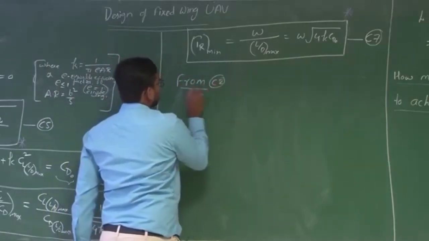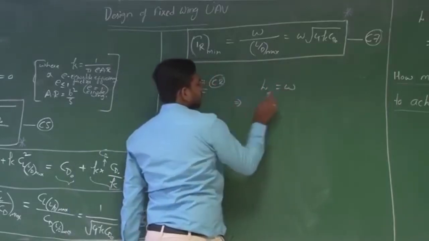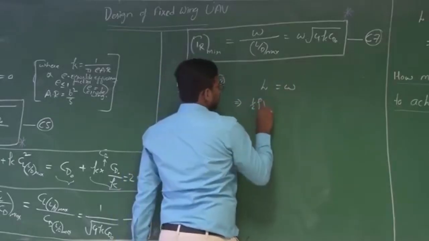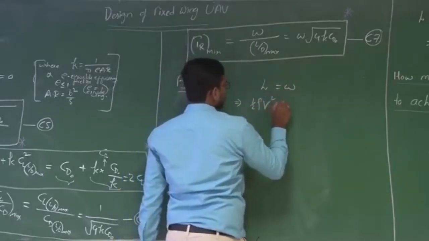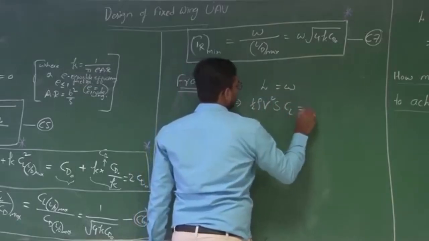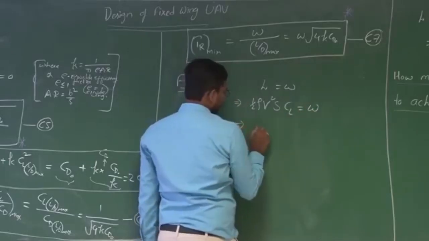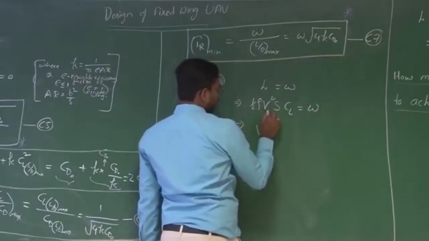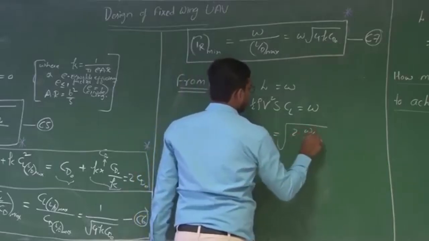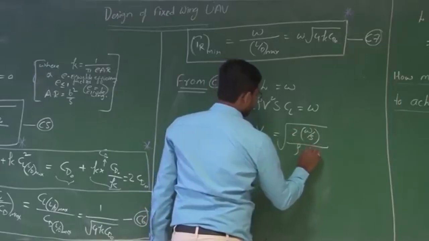From C2, what we have is L equals W. That means the weight is balanced by the lift of the aircraft. So I can express this lift as half rho V square, the dynamic pressure, times the reference planform area, into the lift coefficient, equals W. So the corresponding velocity of flight is equal to root over 2W by S, twice the wing loading, divided by rho into CL.